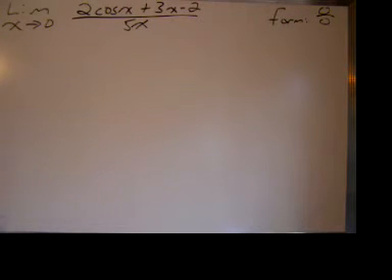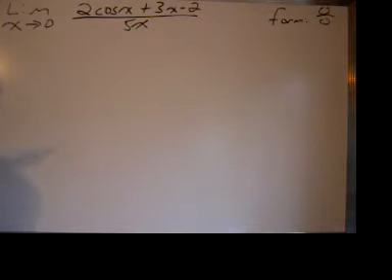And the first thing I notice is that I have some trig involved. The limit is as x approaches 0 from both sides, so I think maybe I can use the limit as x approaches 0 of the sine of x over x, or x over sine of x, equals 1. Depends on which way you look at it.